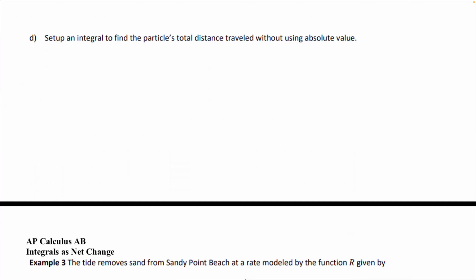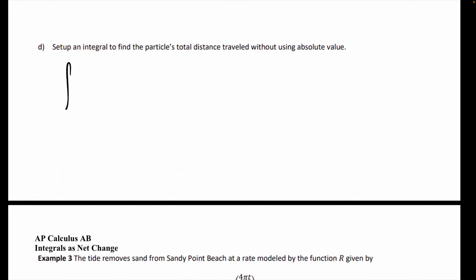So the first one, let's talk about right. When did I go right? From where to where? 0 to 1. So if I wanted to find total distance, I went to the right. It would be 0 to 1, and what would be here? The velocity, right? So that's the integral of 6t squared minus 18t plus 12 dt, right? So that tells me how far I went to the right.